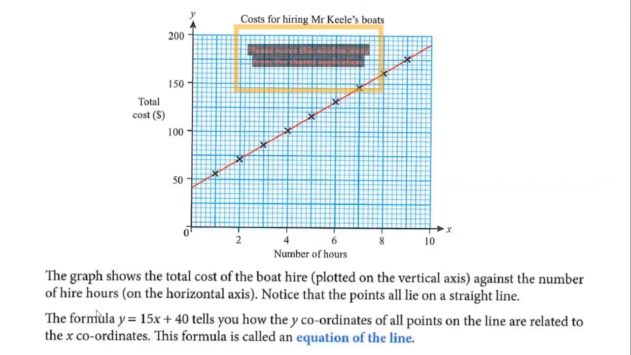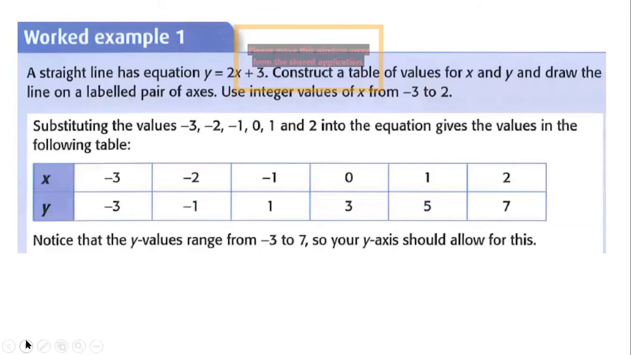So every equation of this form, in which you have y equals a number times x plus another constant number, will have a graph which is a straight line. What are the properties of that straight line? We will deal with that in the following slides. Let us look at some more examples.